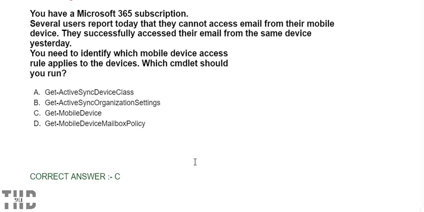Option A, Get-ActiveSyncDeviceClass. Option B, Get-ActiveSyncOrganizationSettings. Option C, Get-MobileDevice. Option D, Get-MobileDeviceMailboxPolicy. The correct answer is option C.